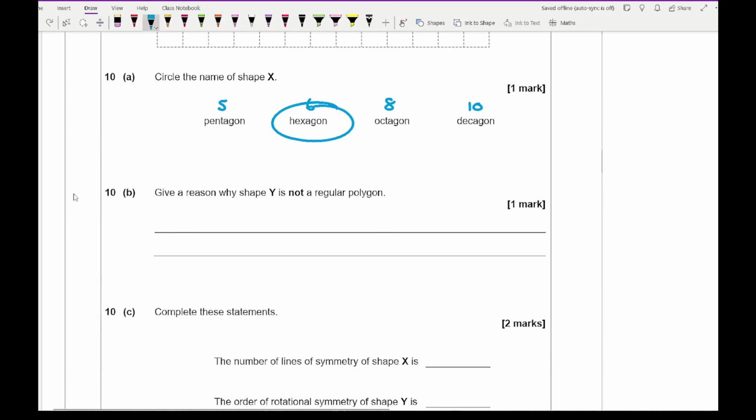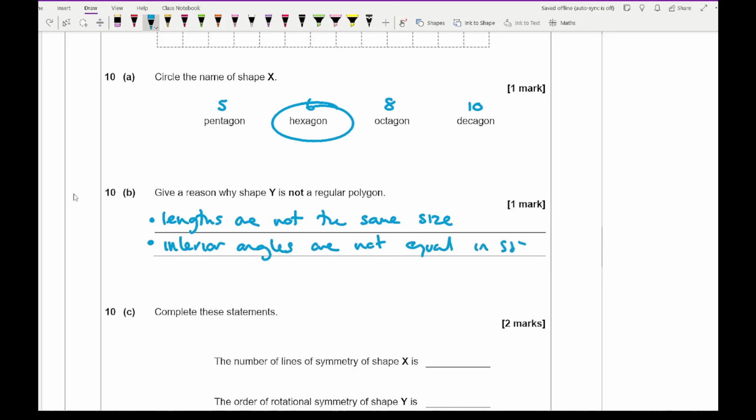Then for question 10, B, it says give a reason why shape Y is not a regular polygon. And the reason for that you want to give, so you can give one of two. You can either say that the lengths are not the same length, same size, or you could say that the interior angles are not equal in size. So something along those lines would be absolutely fine.